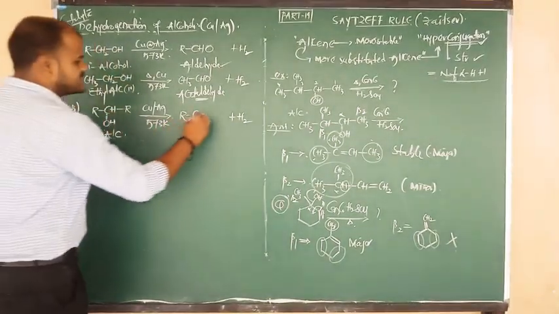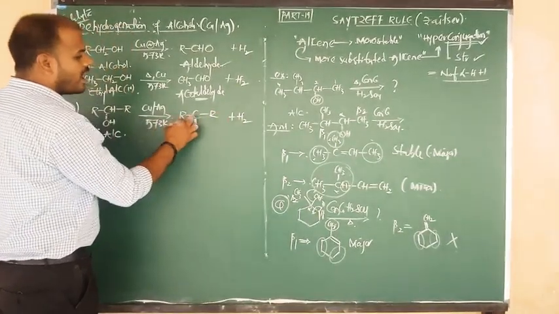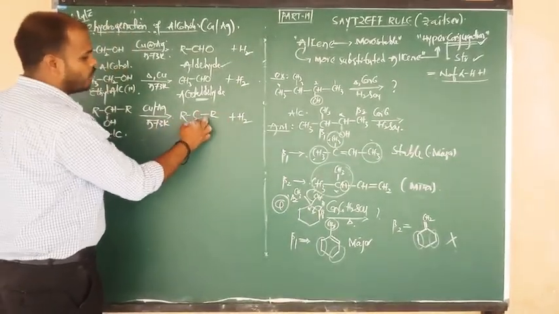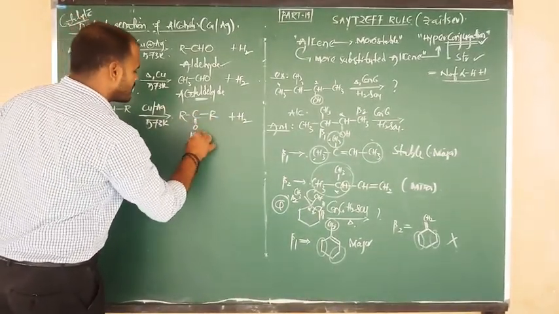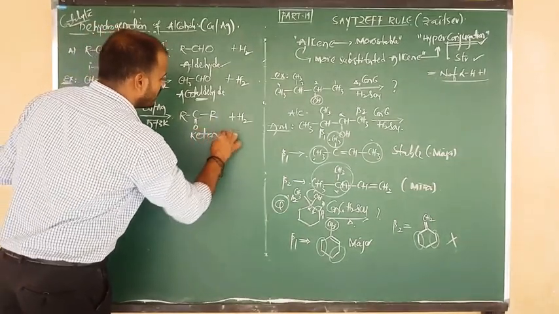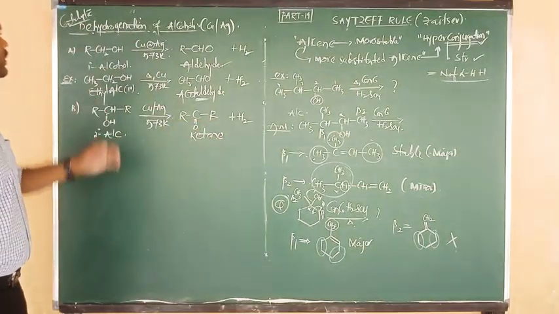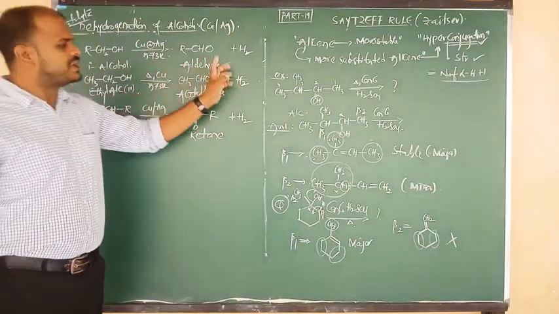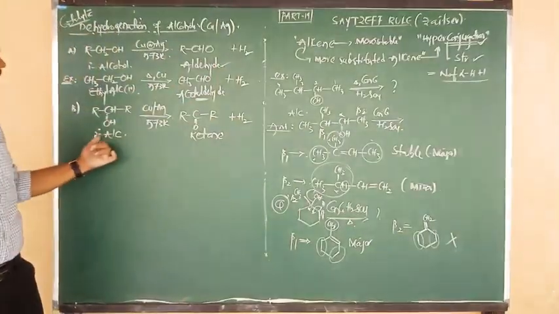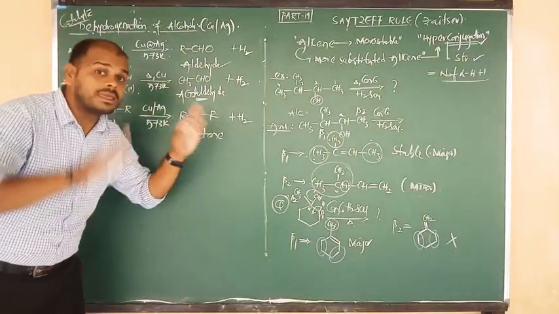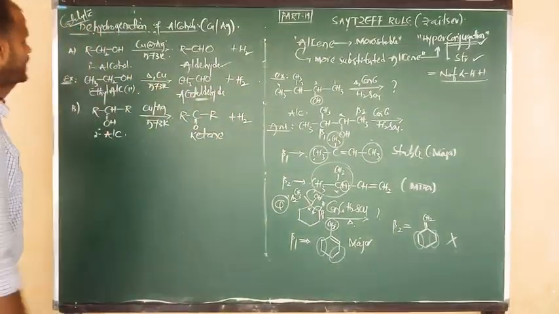And again that C is connected to R. So R bond C double bond O bonded to R. So the product name is nothing but ketone. What is the product, beta? Ketone. C double bond O group. Here you are getting it. Good. So primary alcohols on dehydrogenation give aldehydes and secondary alcohols on dehydrogenation give ketones. This point you have to remember.